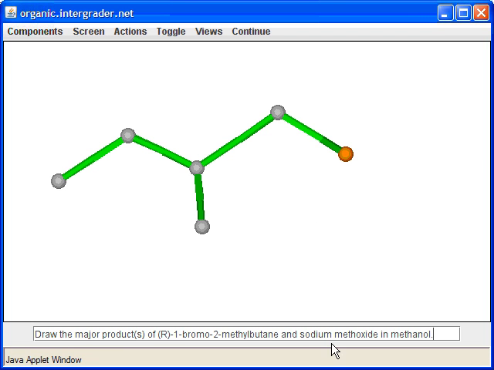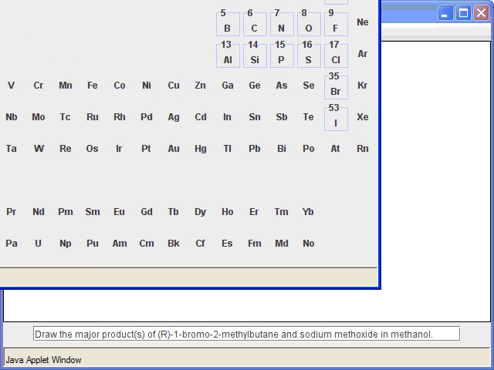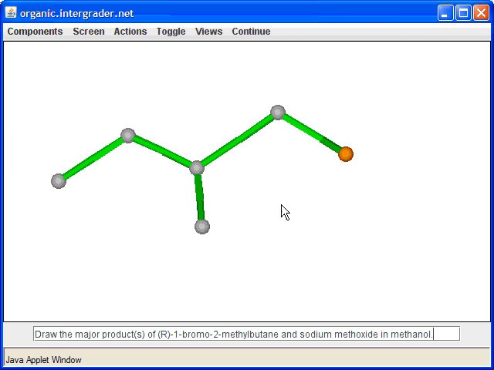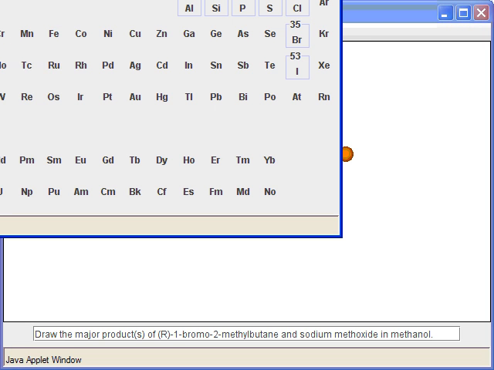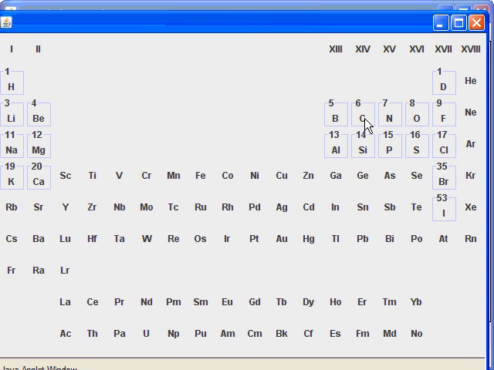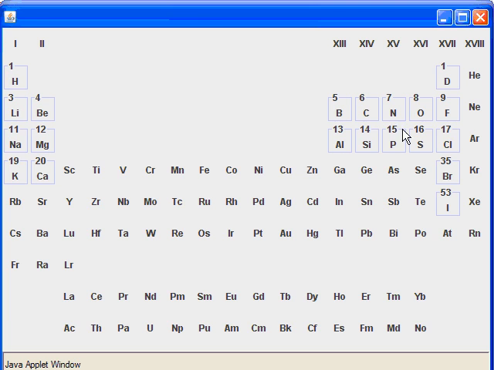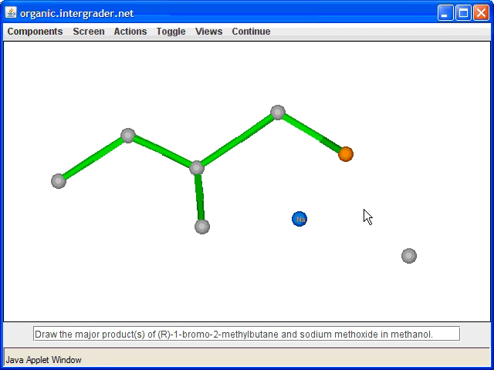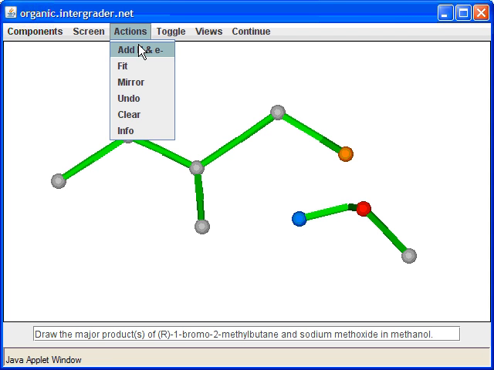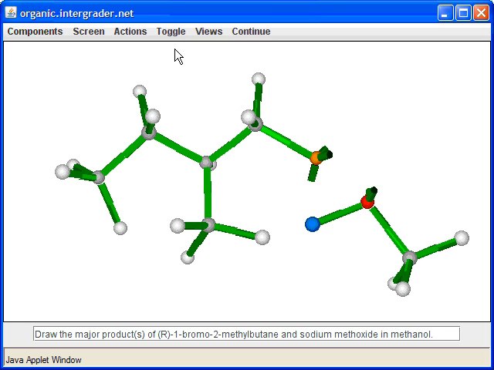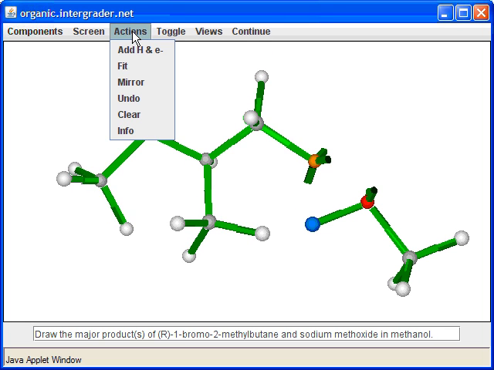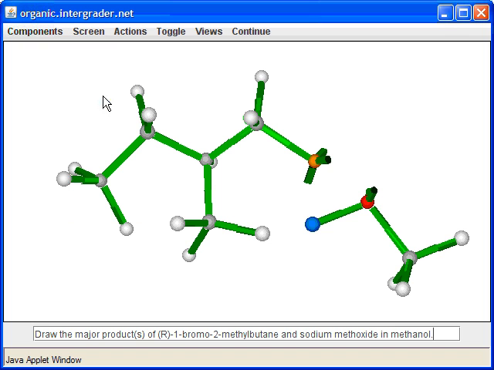Okay, the next thing we'll draw is the other component, the sodium methoxide, and we won't have to draw the solvent in here. So I'll put in sodium, and methoxide is a combination of methyl and oxygen. So we'll put those two together. There is the carbon, and finally let's put up the oxygen. Okay, we'll put all our hydrogens in, and then we'll use chemistry to show that this is an ionic compound.